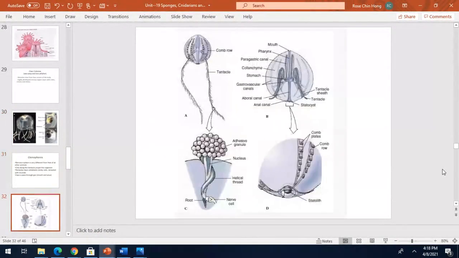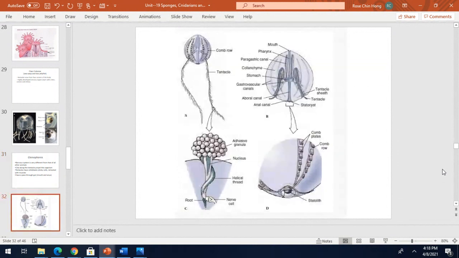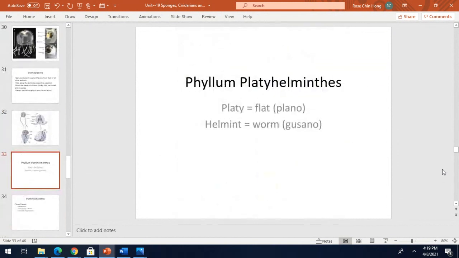All right, we talk about ctenophores. We went through that. Hold on, ctenophores. Okay, so this you'll have. We talk about it in the other slide. And these are what it looks like.